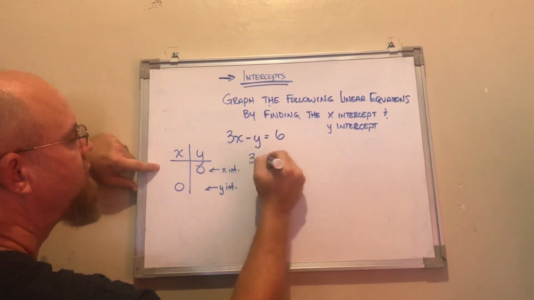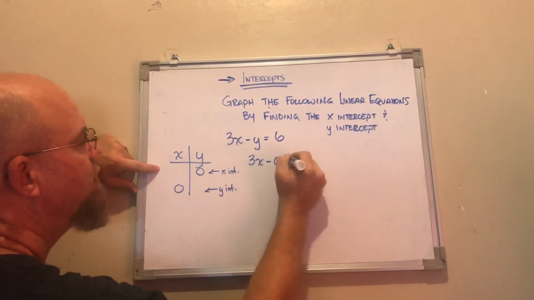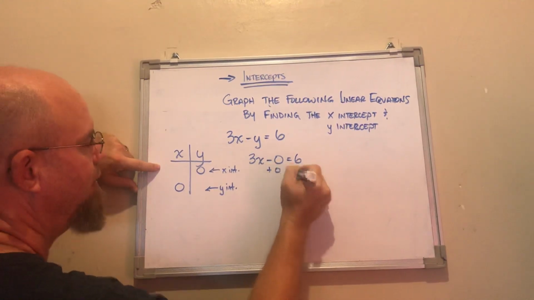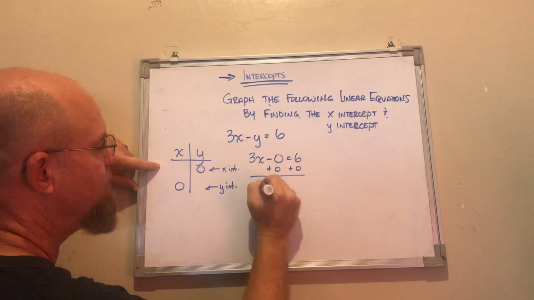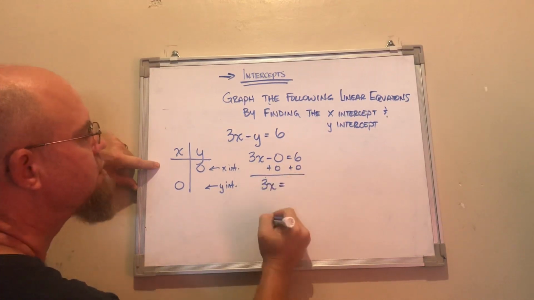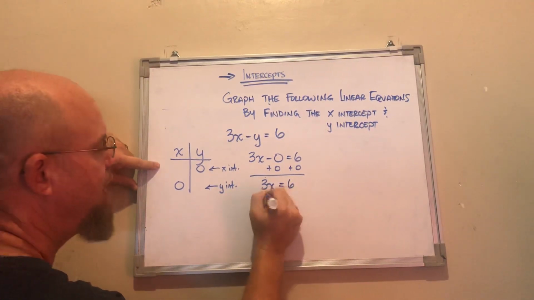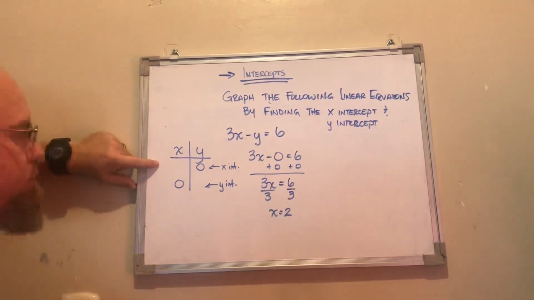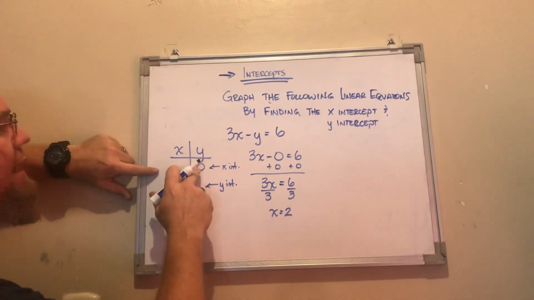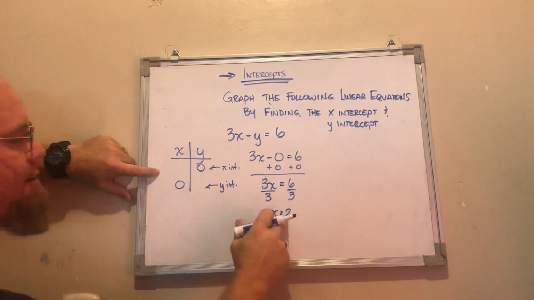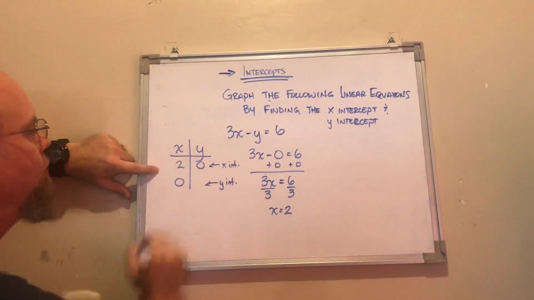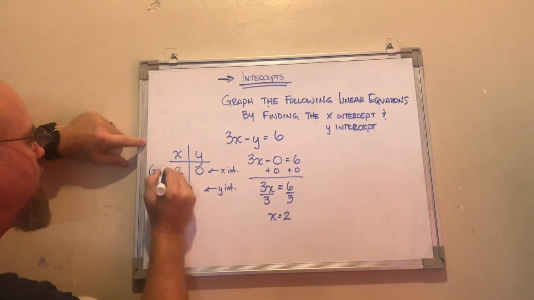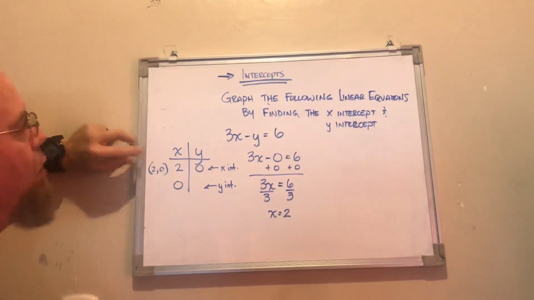So I have 3x minus 0 equals 6. Well, I'm going to add 0 to both sides. So that leaves me with 3x equals 6. I divide both sides by 3. So x equals 2. So I know that when y equals 0, x equals 2. And that is a point. (2, 0) is one of my points.